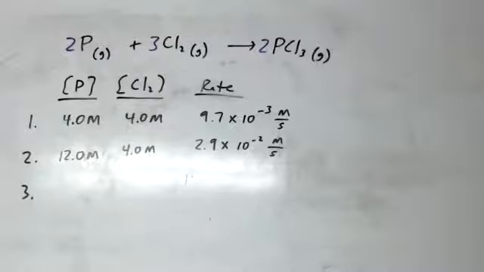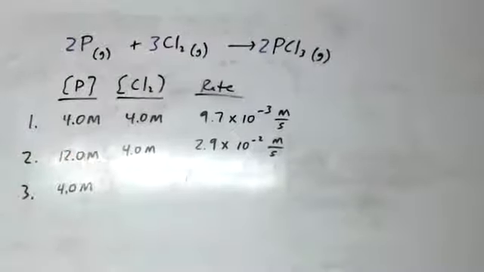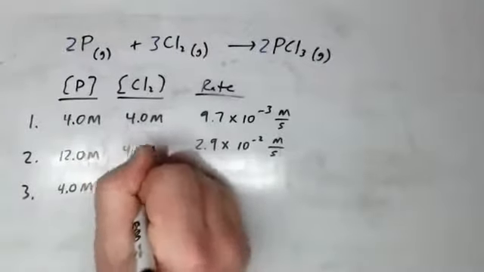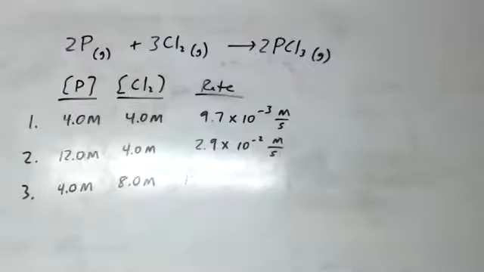Now for our third experiment, we're going to want to hold our phosphorus concentration the same as it was in the baseline. And just to be a little obnoxious, I'm going to double the chlorine this time. And let's say when I double the chlorine, this happens.